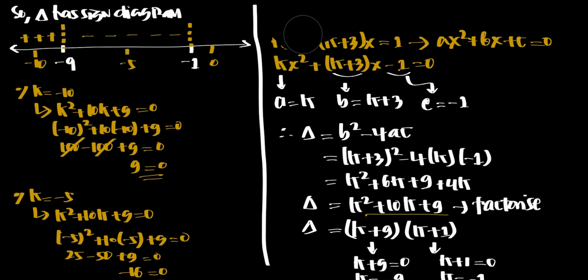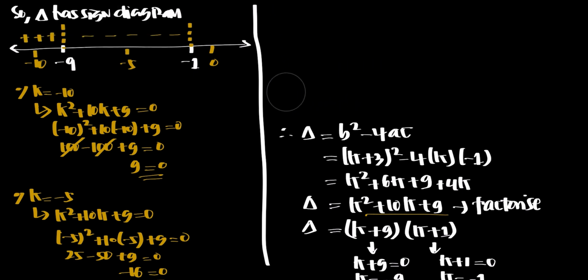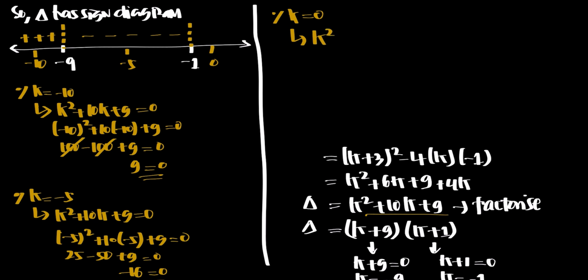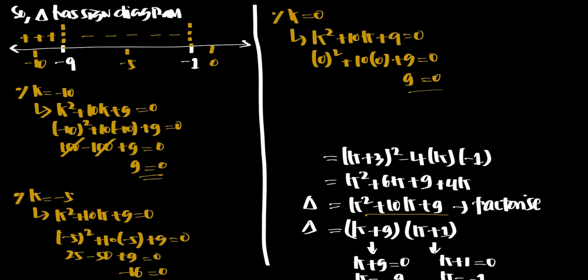Okay, we put negative. And then the next one is when k equals 0. So k squared plus 10k plus 9. 0 squared plus 10 times 0 plus 9. So 0 times 0, then this is 9. So that is positive. So that's the way we can find the sign diagram.